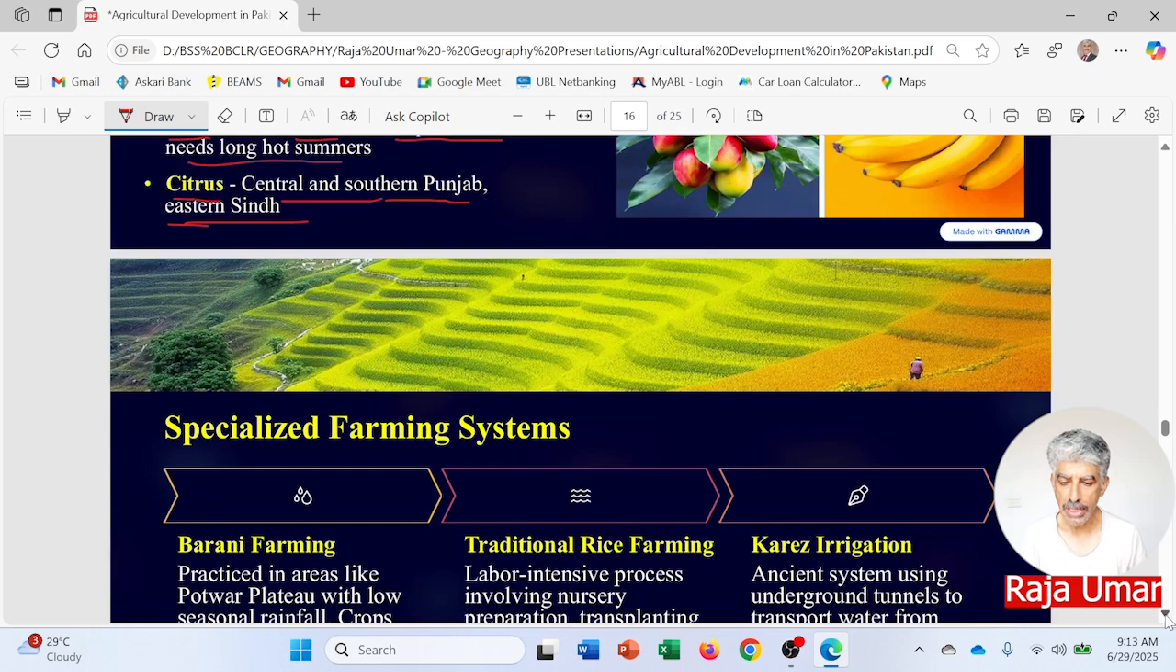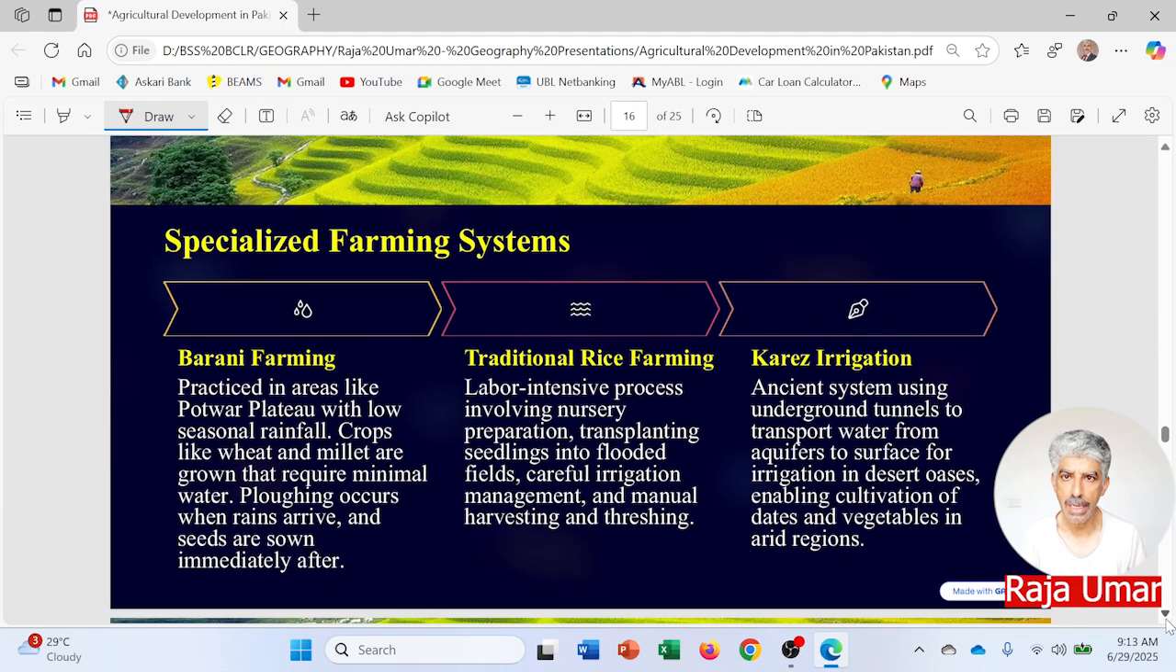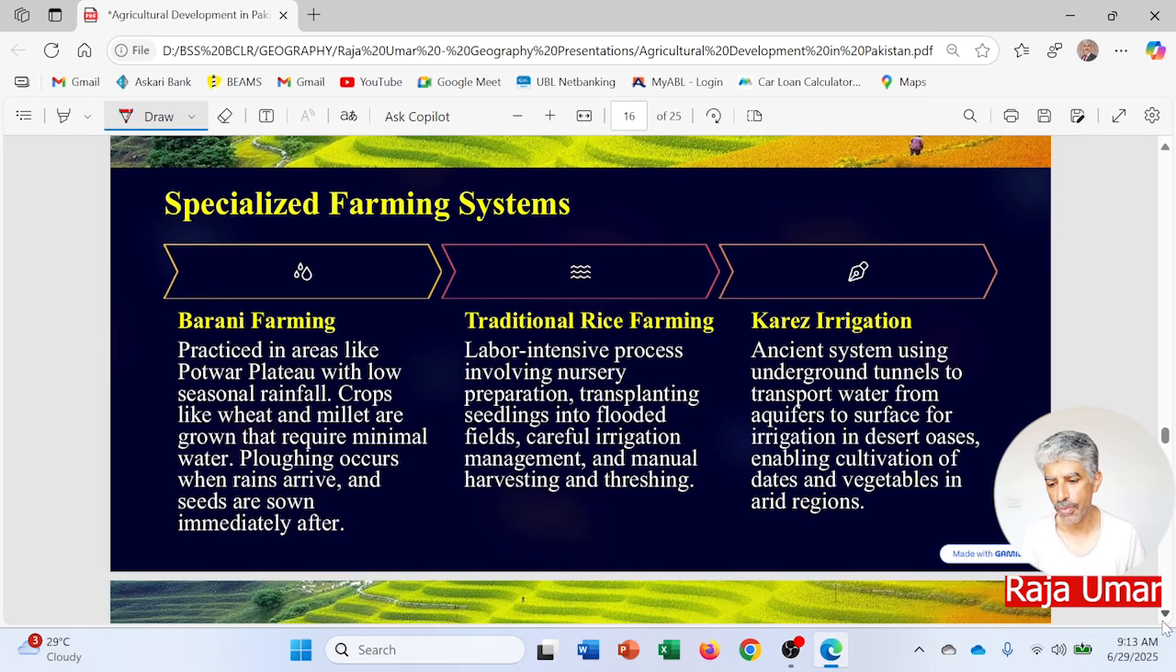Now something about the specialized farming systems in Pakistan, as we have talked about certain systems. Number one is known as Barani farming. As I told you, Baran is the Persian word. It means rainfall. So all those areas where agriculture is dependent on rainfall, that area's farming is known as Barani farming. Practiced in areas like Potwar Plateau, Rawalpindi, Attock, Chakwal and Jhelum districts with low seasonal rainfall.